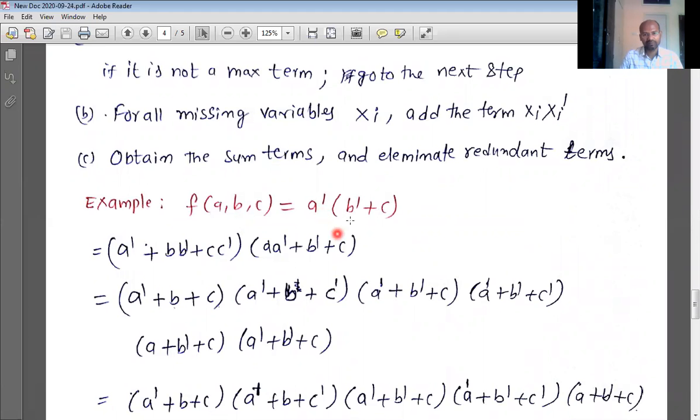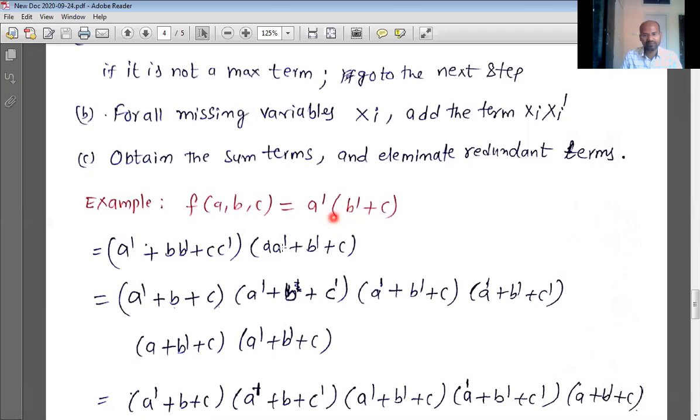Now, if you see here, the function is a 3-variable function, but in this term, we have 2 sum terms only. For this to be a max term, we need one more literal. What is the missing literal? A is the missing literal. So for this, what we do is we write b bar plus c as it is. Now the missing literal is a.